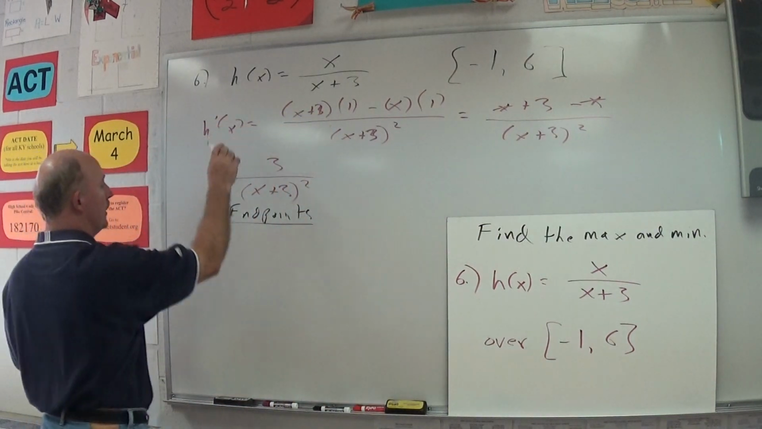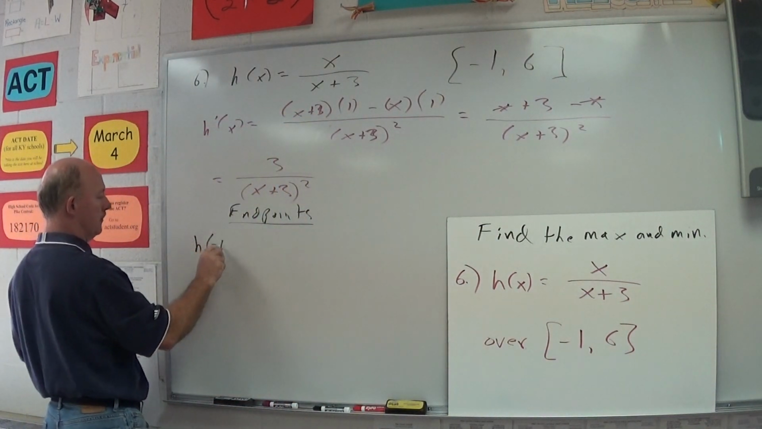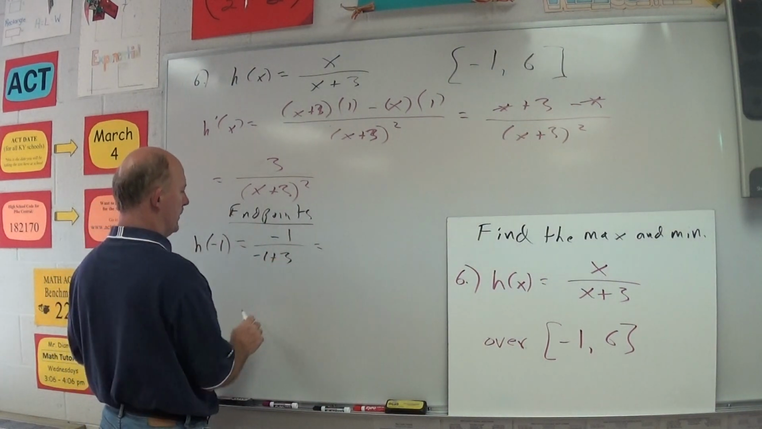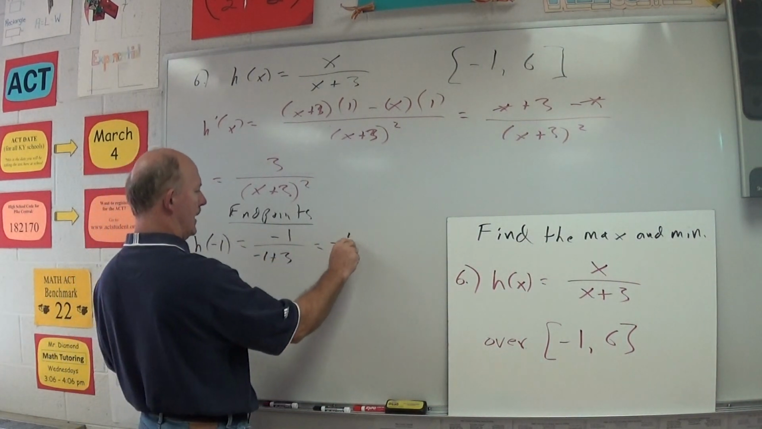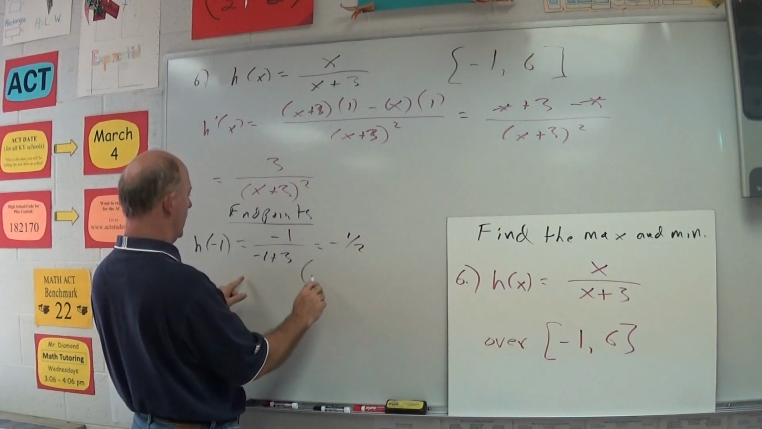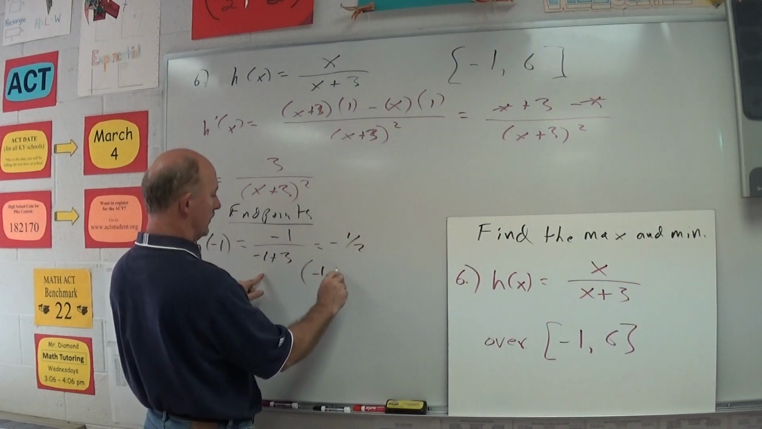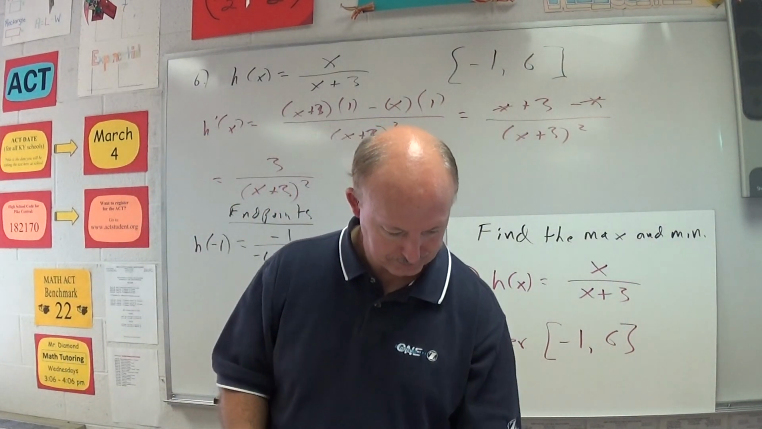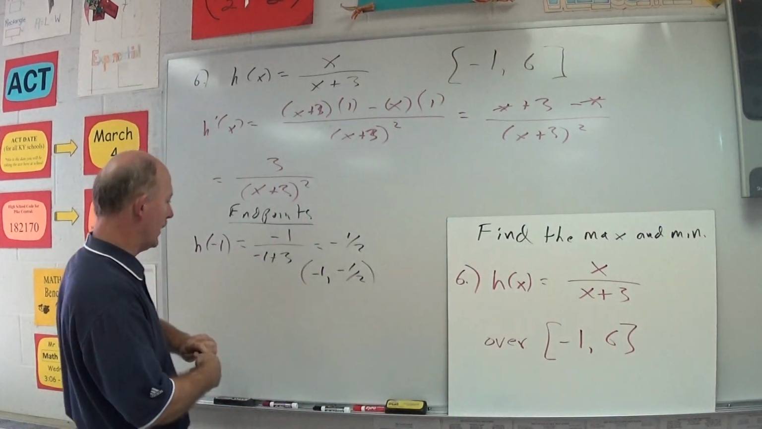So substituting negative 1 in for x first, h of negative 1 gives us negative 1 over negative 1 plus 3, which is negative 1/2. So this will be the ordered pair negative 1, negative 1/2. So that's our first endpoint. Negative 1, negative 1/2.